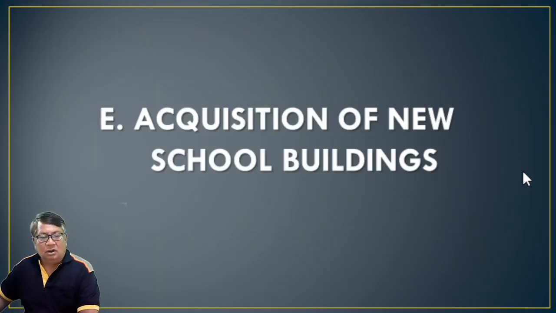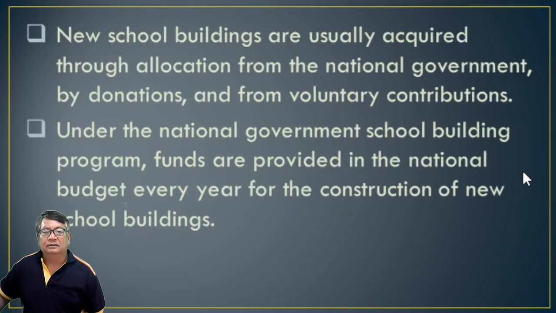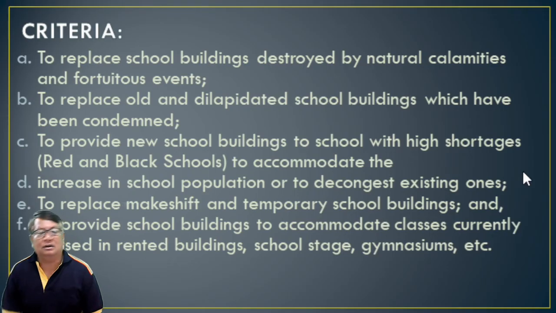Okay? So let's proceed to acquisition of new school buildings. What are the considerations in the acquisition of new school buildings? New school buildings are usually acquired through allocation from the national government, by donations, and from voluntary contributions. Under the national government school building program, funds are provided in the national budget every year for the construction of new school buildings. We have this criteria: to replace school buildings destroyed by natural calamities and fortuitous events.